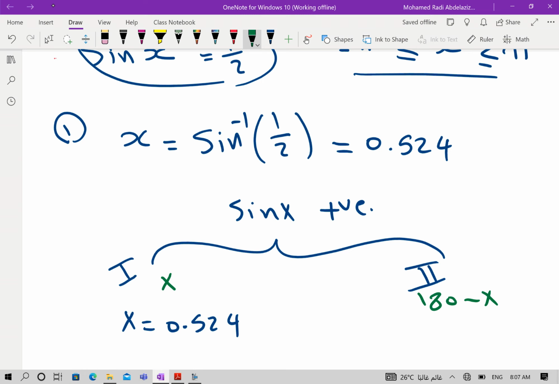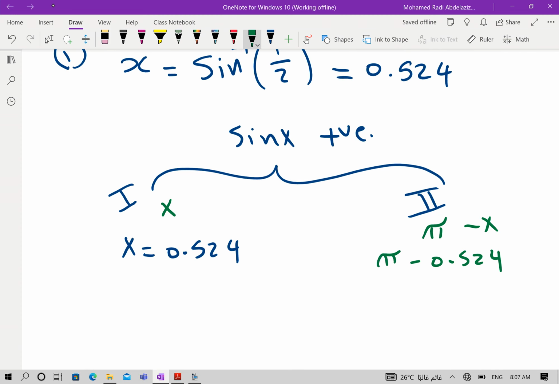Your solution is in rad, so you have to write it as pi minus 0.524. So the answer is 2.62.